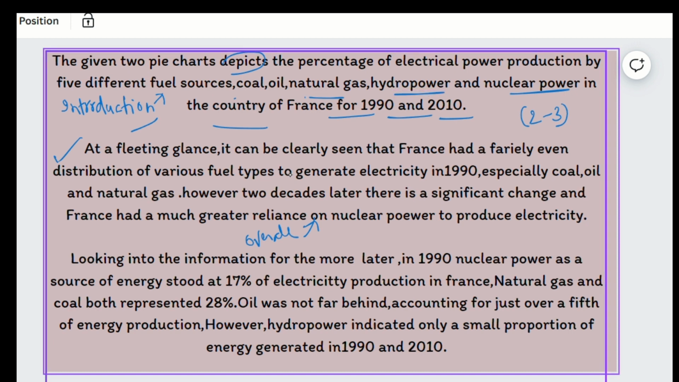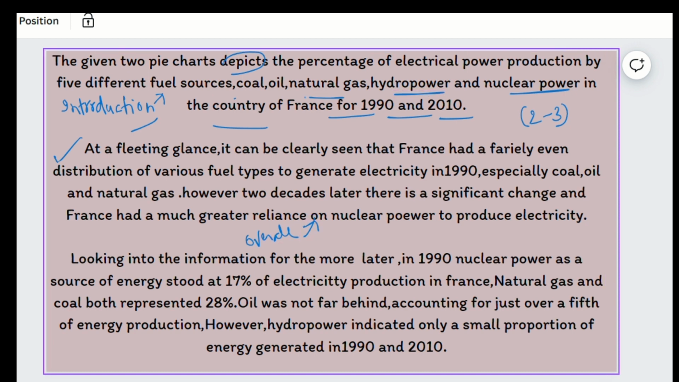Then there will be a second paragraph, the overall. What is the meaning of overall? Overall means you have to analyze the whole data of the 2 pie charts. Then you have to briefly describe that data. And you know that the data is given for 1990 and 2010, so you have to use the past tense. So we will start our overall with 'at a fleeting glance', or you can start with 'overall'.